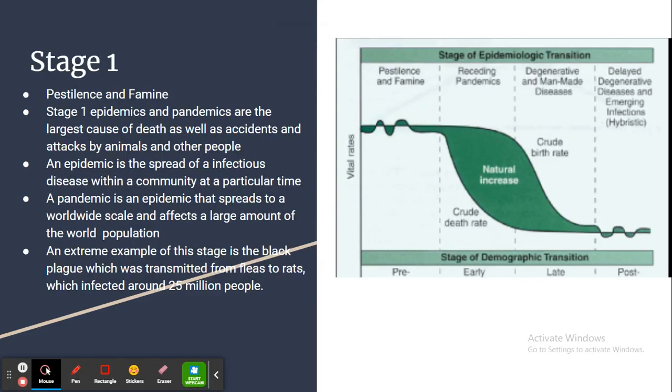In stage 1, epidemics and pandemics are the largest cause of deaths, as well as accidents and attacks by animals and other people. An epidemic is the spread of an infectious disease within a community at a particular time. A pandemic is an epidemic that spreads to a worldwide scale and affects a large amount of the world population. An extreme example of this stage is the Black Plague, which was transmitted from fleas to rats, and infected around 25 million people.